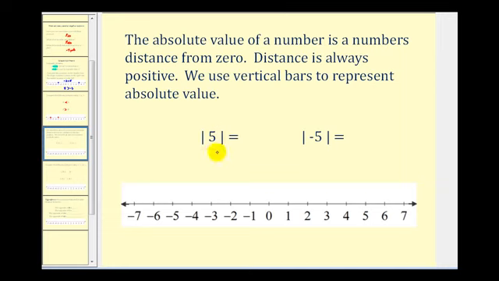So here we want to determine the absolute value of +5. Well, +5 is 5 units from 0, so this is equal to +5. Well, the absolute value of -5, here's -5, well, the distance from -5 to 0 is also 5 units. So these two numbers have the same absolute value. And again, notice that the absolute value of positive and negative integers will always be positive.